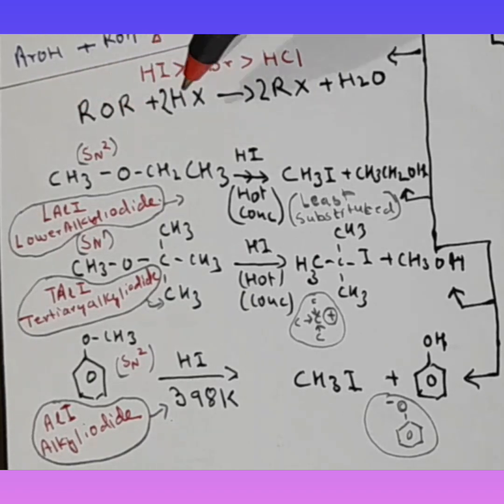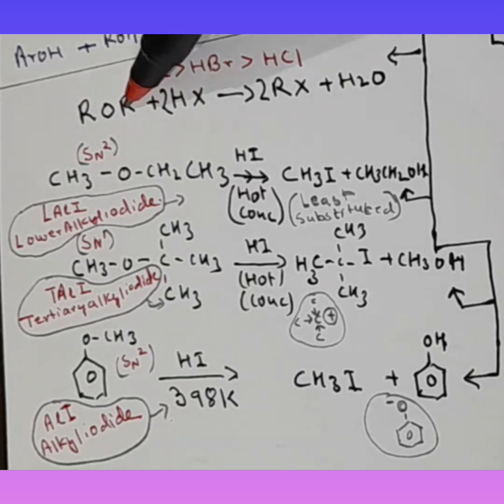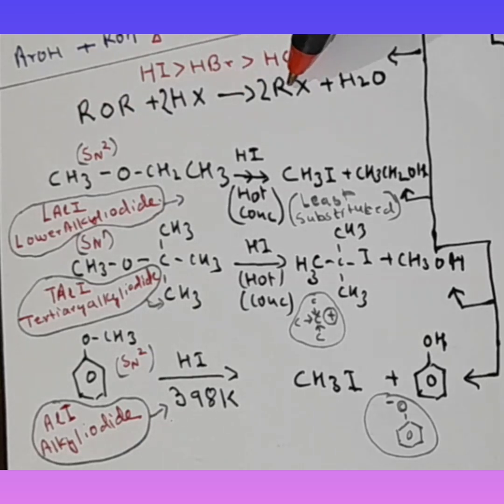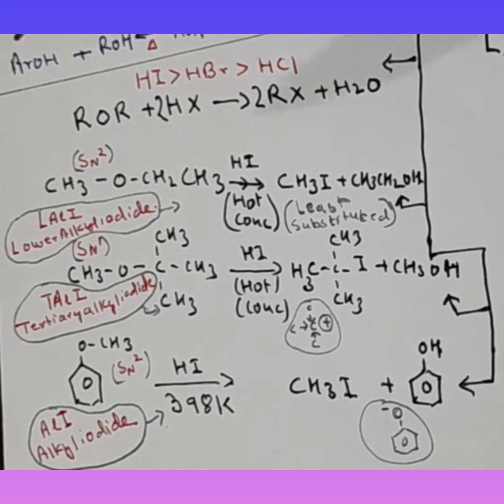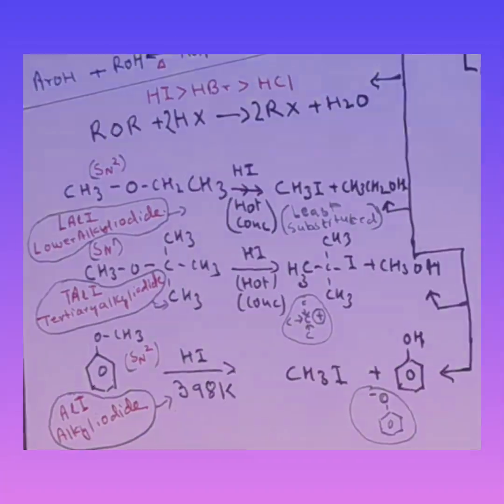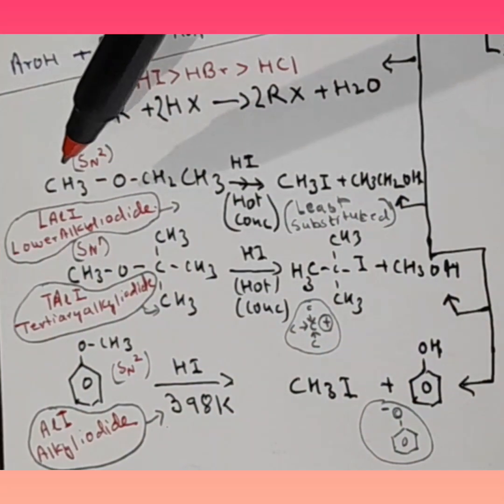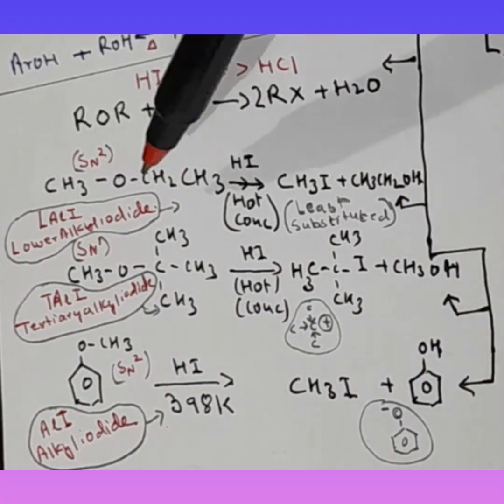R gets hold of X forming RX and water. So two molecules of HX satisfying two alkyl groups to give 2 RX, and 2 H and 1 oxygen forms water. Very simple in case of symmetric ethers. Now let us check out in terms of non-symmetric ethers.